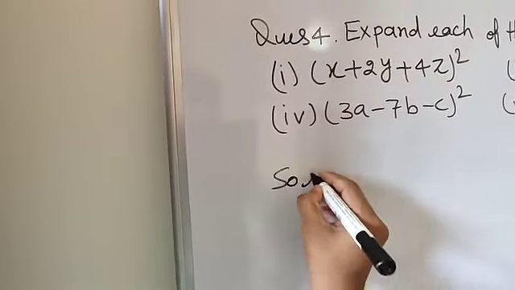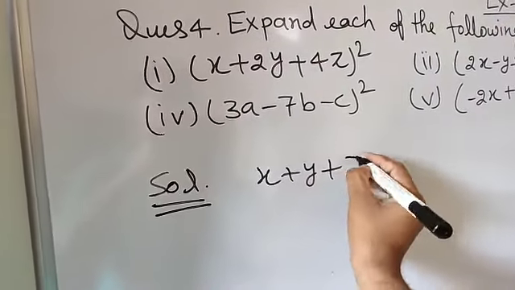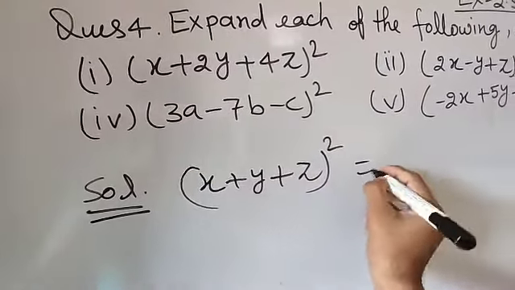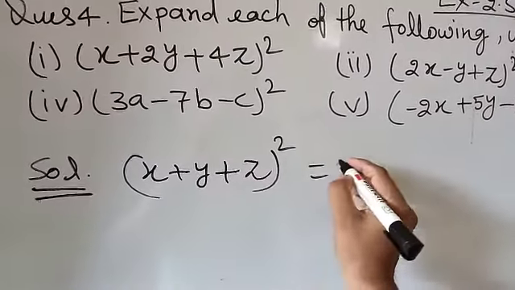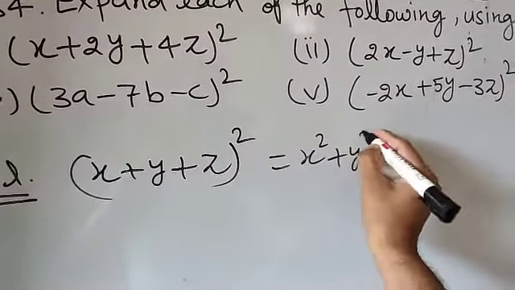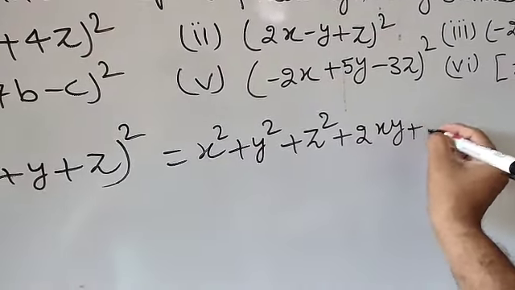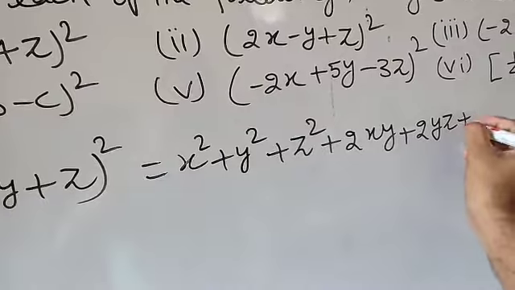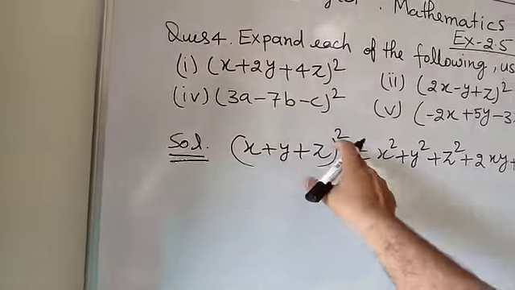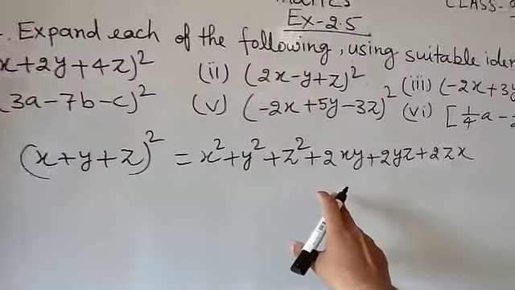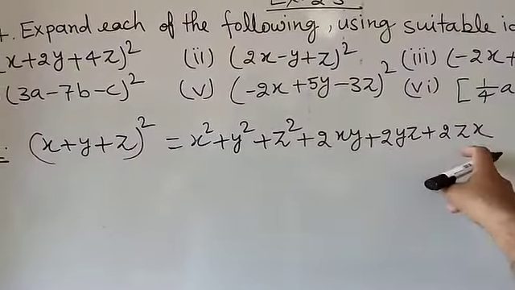Now first I am going to explain which identity will be used in each question. The identity I had given in the previous video: (x plus y plus z) whole square equals x square plus y square plus z square plus 2xy plus 2yz plus 2zx. So if 3 values are there in the bracket and it is squared, you will use that identity.